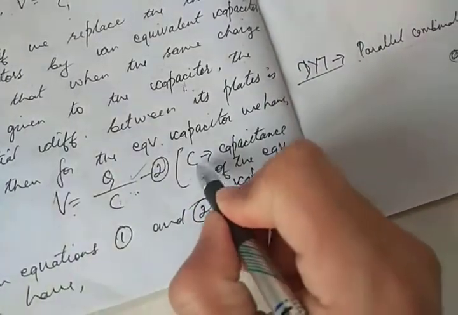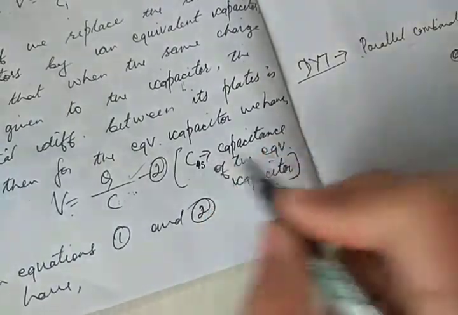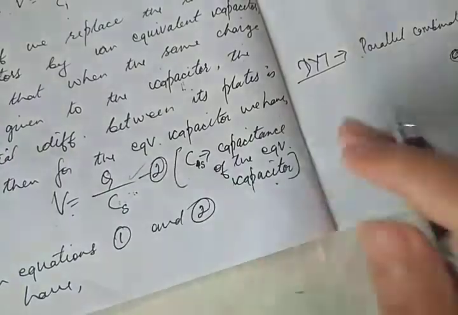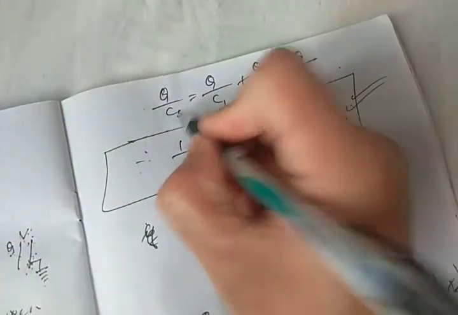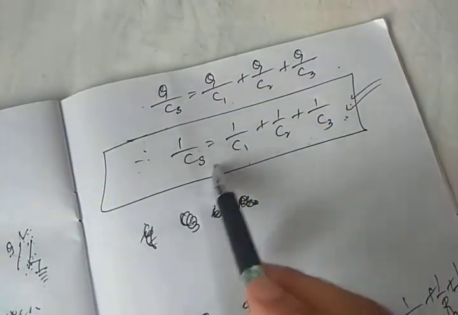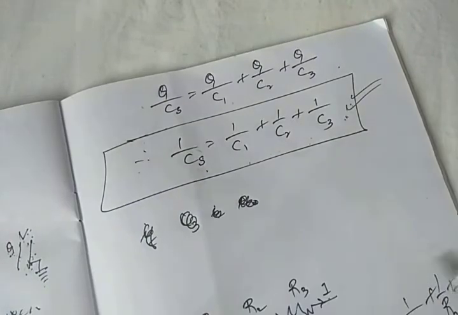Let me do one thing. Instead of C, let me write CS to be the capacitance of the equivalent capacitor in series. So Q by CS is this much, so 1 by CS is this. Just to let you know that this is for series combination of capacitors, 1 by CS.